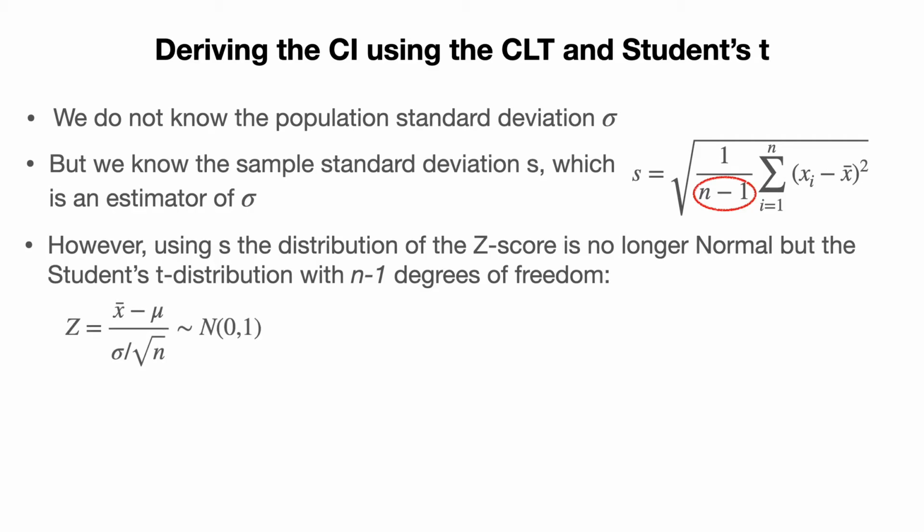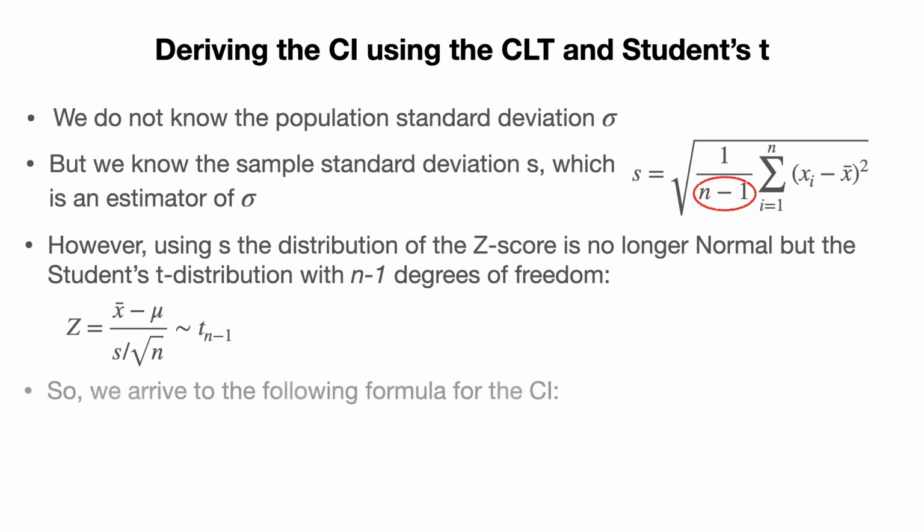So essentially, if we know the standard deviation of the population, we have the normal; if we don't know it and we replace it by the estimation, the sample standard deviation, we have this being closer to a student's t-distribution with n-1 degrees of freedom. So we eventually arrive at this formula.